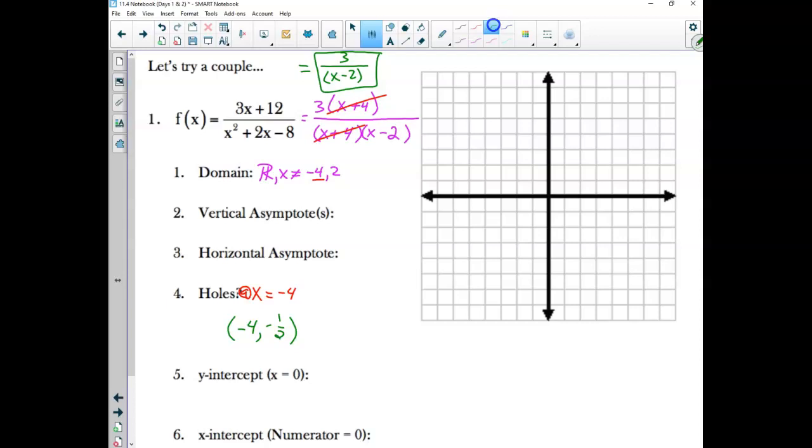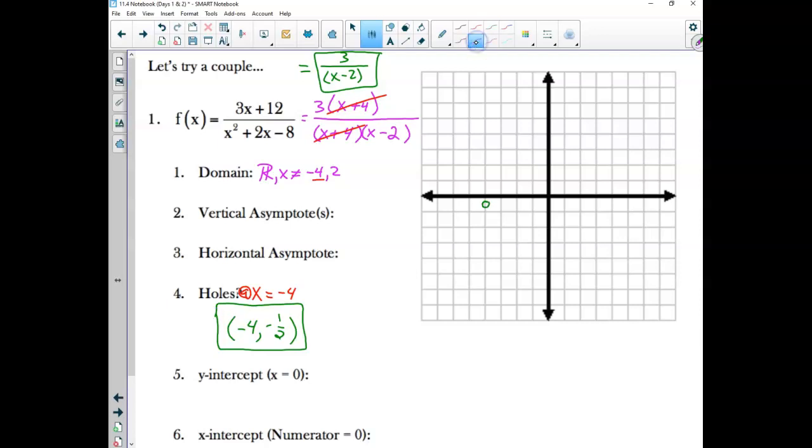Wait, 3 over -6. So yeah, I think, or am I doing that wrong? Hold on, Kirby's got to focus a second. Kind of losing my marbles for a second, but I did some pretty sound math. So I have a hole at (-4, -1/2). I'm going to graph the hole. And how do you graph a hole? Well, you go over -4, you go down 1/2, and you make a little circle where that hole is going to be.